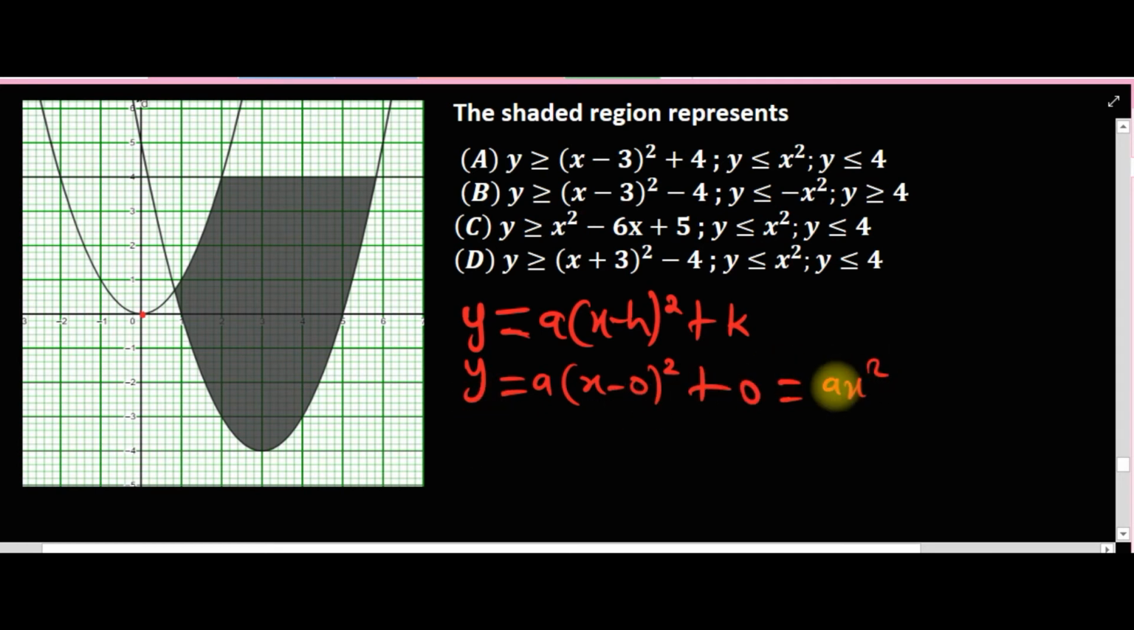So we need to get the value of a. And how do we get the value of it? Just choose any other point, that is very important. As you can see, this is one of the points on the curve. So I choose this at minus 1, 1. So we have 1 equals a times minus 1 squared, so a is 1. So the first equation is y equals x squared. So that's our first equation.